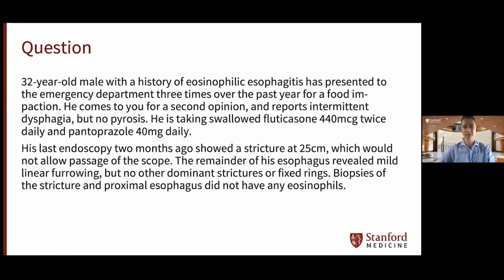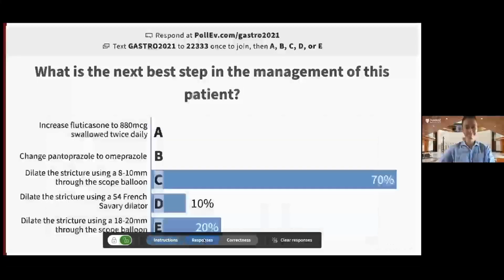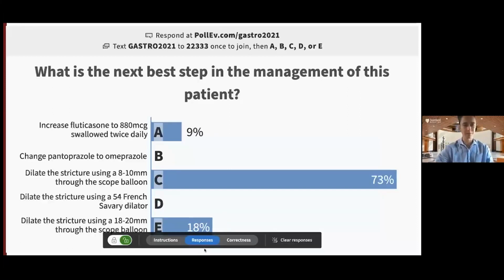Okay, let's take a look at the responses so far. The majority of respondents are opting to use an 8 to 10 millimeter through-the-scope balloon. And some attendees have chosen a 54 French Savary or a larger through-the-scope balloon of 18 to 20 millimeters. I guess some of these are changing. We have a few opting for doubling of the steroids. Okay, so I don't know which one of our panelists would like to tackle this one. Okay, all right, Dr. Garcia.